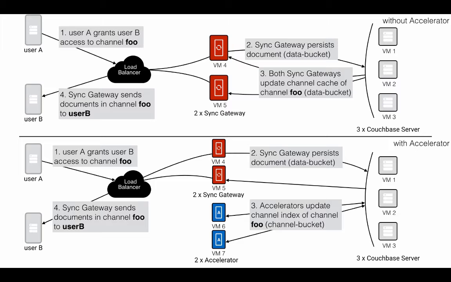Furthermore, the accelerator nodes are sharding the data. They're able to process the updates in parallel. This splits out these two pieces of functionality and allows you to more effectively scale your SyncGateway deployments.